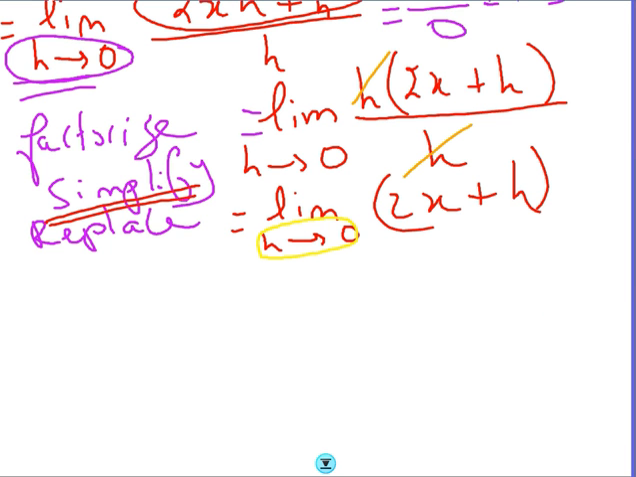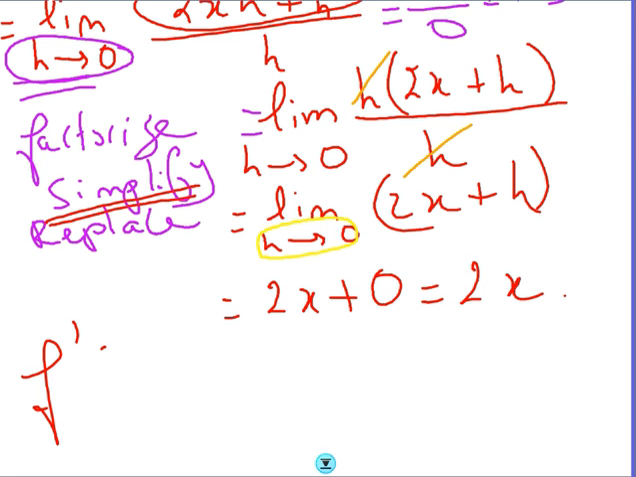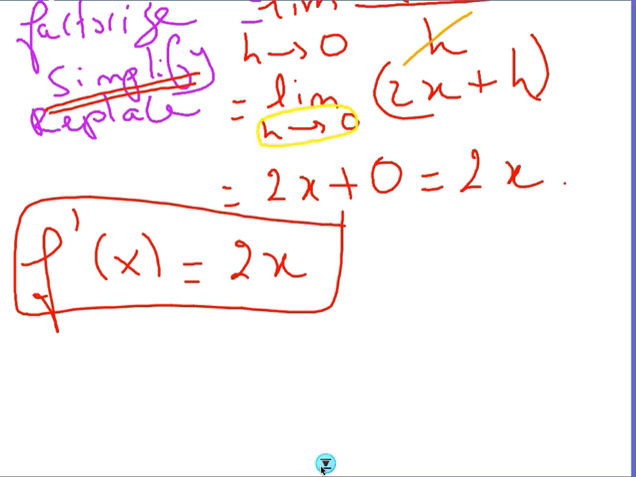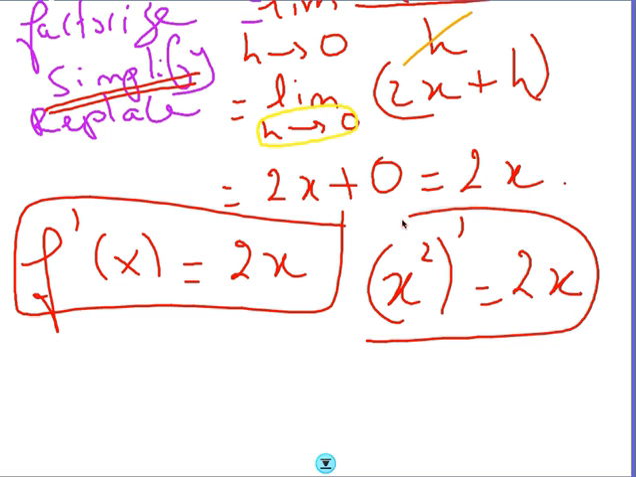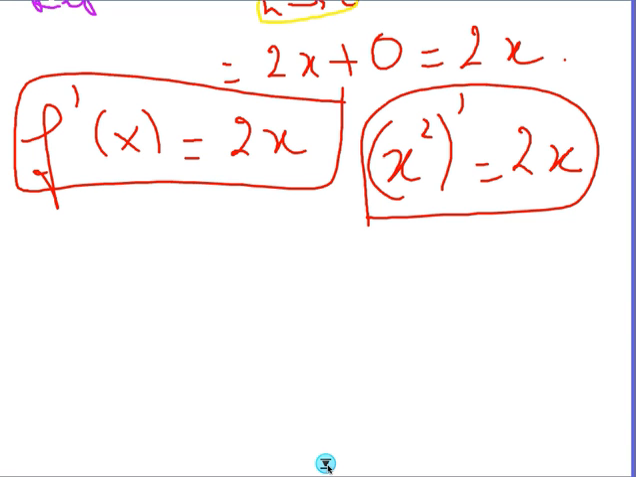Always h tends to 0. Now when you replace, don't write the limit. So it's equal to 2x plus h, where h is 0, so plus 0, which is 2x. So actually the derivative f prime of my function x squared is equal to 2x. So I proved that the derivative of f of x equals x squared is equal to 2x. This is how I found the derivative of my function x squared.